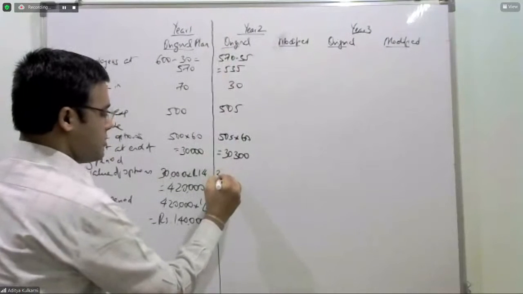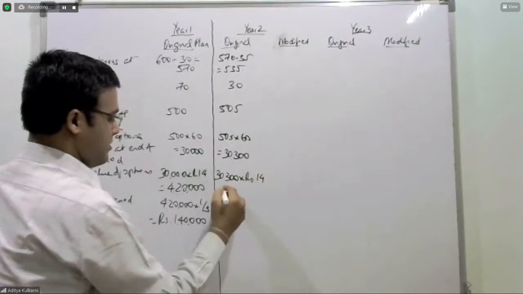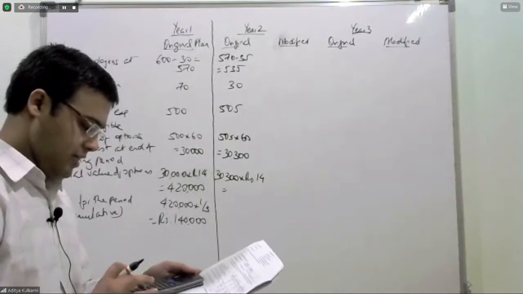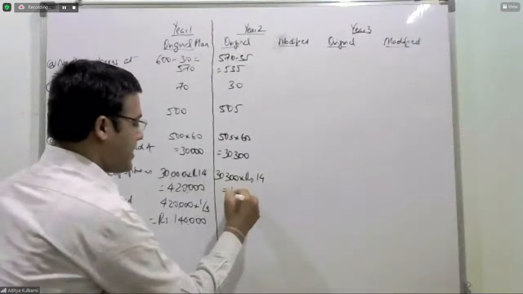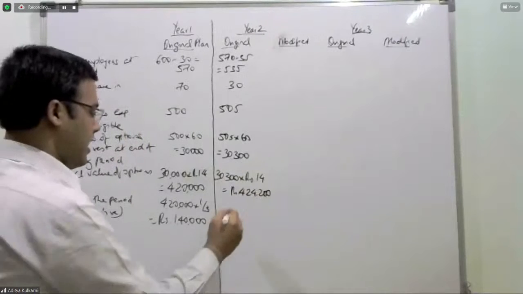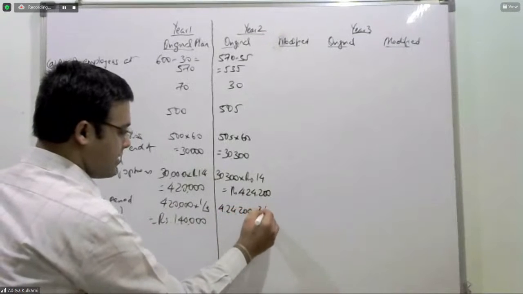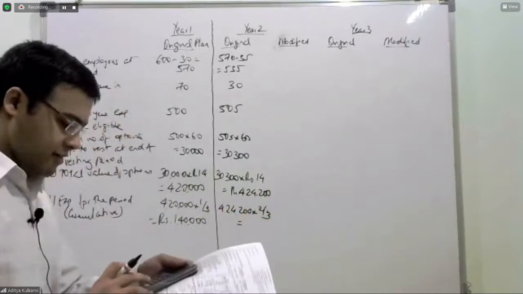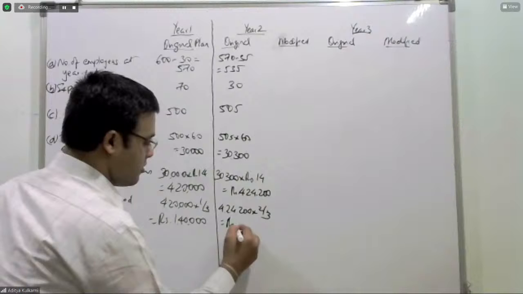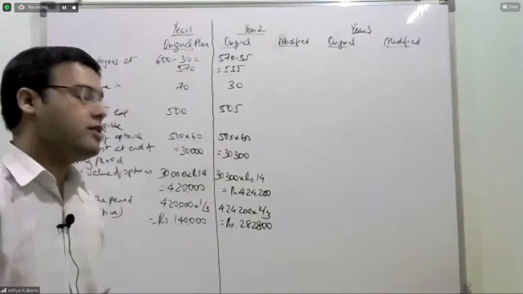So the total value of options is 30,300 into rupees 14. This gives 4,24,200. This is for the entire 3 years. I will be taking only 2 years' cost. So 4,24,200 into 2 by 3. So that gives you how much? 2,82,800. But what is 2,82,800? It is my cumulative expense.